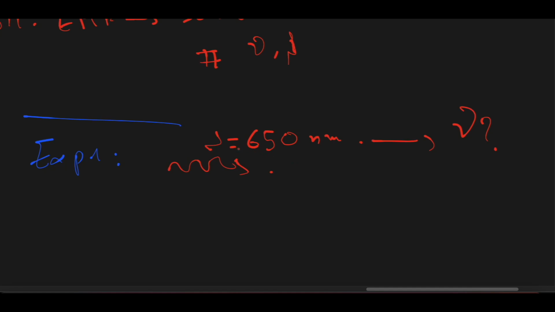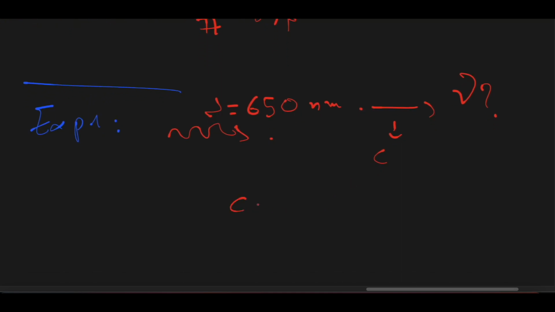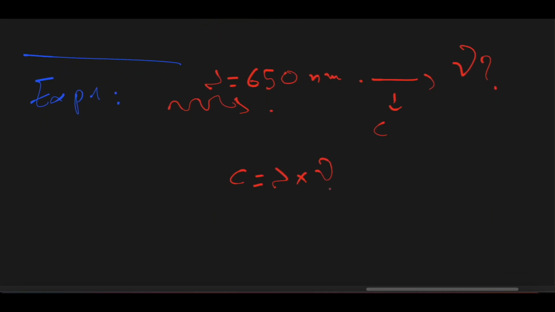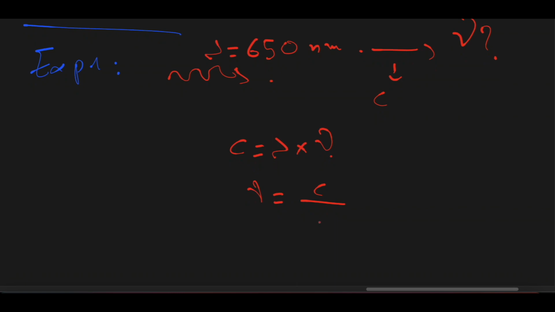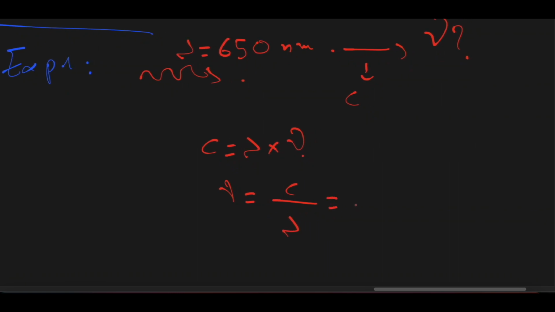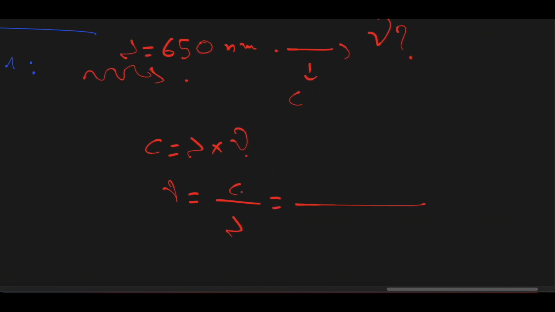So the link between the wavelength and the frequency is the speed of the electromagnetic radiation. That is written like this: c = lambda times frequency. In order to calculate the frequency, we have to divide the speed over the wavelength. So now we replace. The speed of light is a universal constant that is equal to about 3.0 times 10 to the plus 8 meters per second.